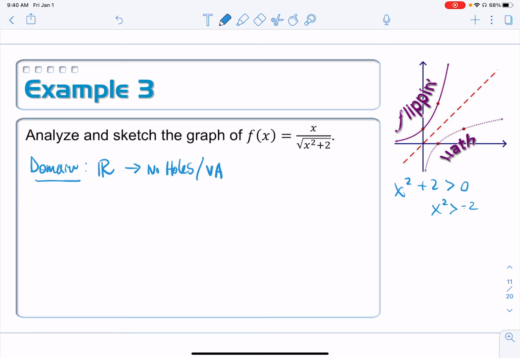And as far as the range goes, well, I may have to do a little bit more investigation in order for me to see how high up this thing goes or how far down it goes or whatever. Let's consider maybe not asymptotes yet. We already said there's no vertical asymptotes, but that doesn't mean that we don't have a horizontal asymptote. Let's do intercepts.